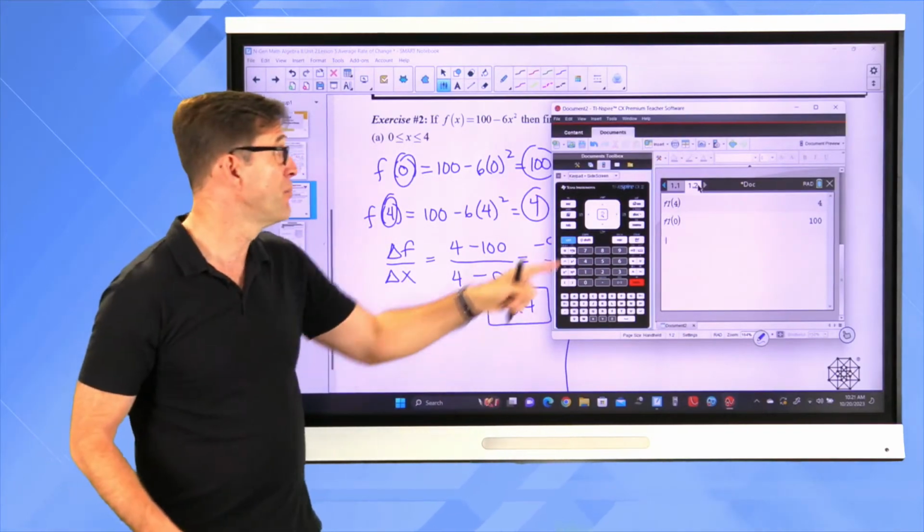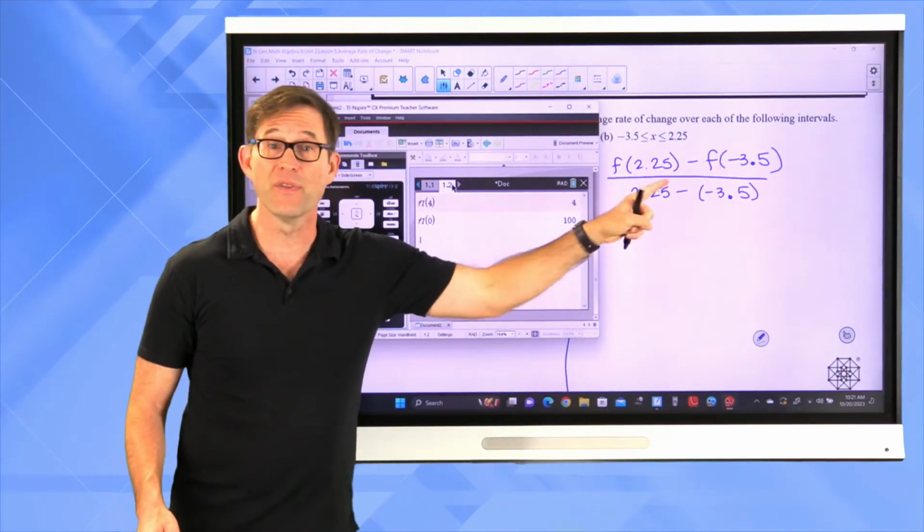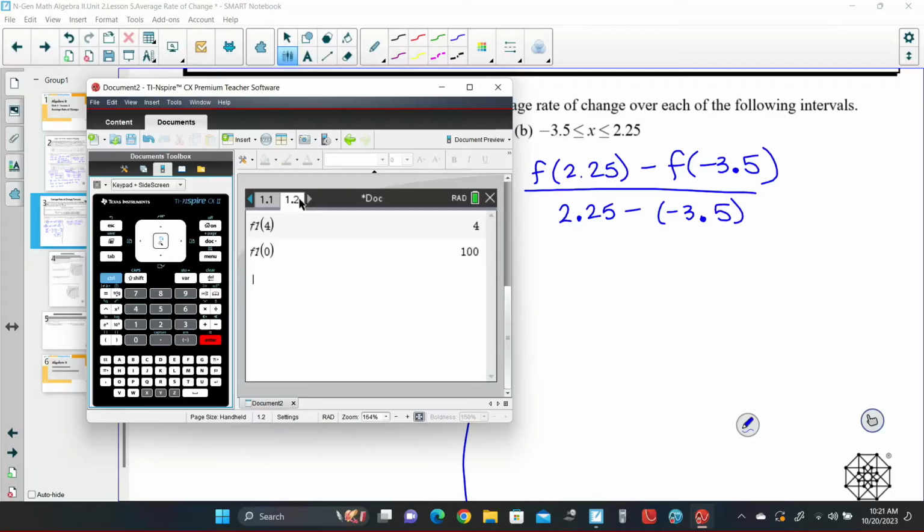So I can literally put this calculation into my calculator. I can put this thing right in. Watch as I do it. I'm going to put my fraction bar in. I'm going to go to var. I'm going to put f1 of 2.25 minus f1 of negative 3.5. Got to get that negative 3.5 in there. Then 2.25 minus negative 3.5. I know that looks horrible. If you really hate that, let me put it in parentheses, just so that it's consistent with what I have up there.